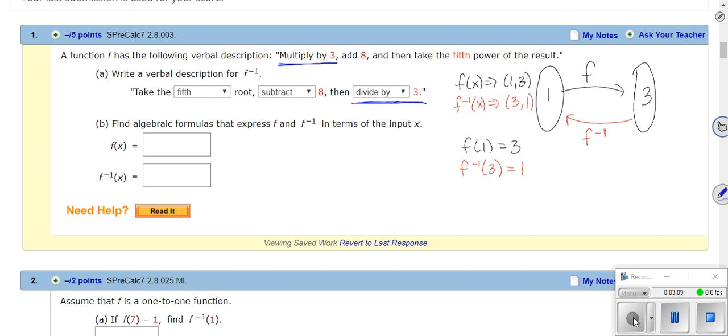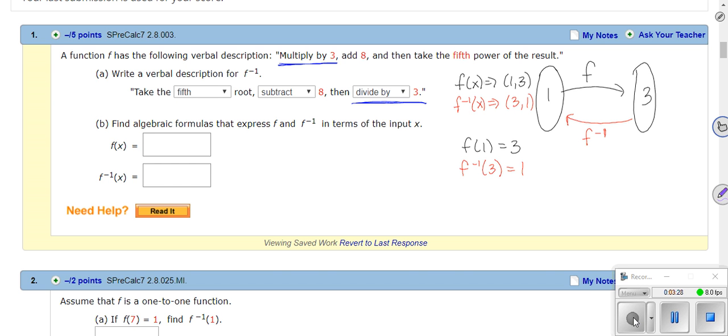Sorry, I had already put the answers in the boxes the first time I recorded this lesson. So again, multiply by 3 was the first step in the original function. Divide by 3 is the last step in the inverse function. So we do the opposite operation in reverse order, okay?